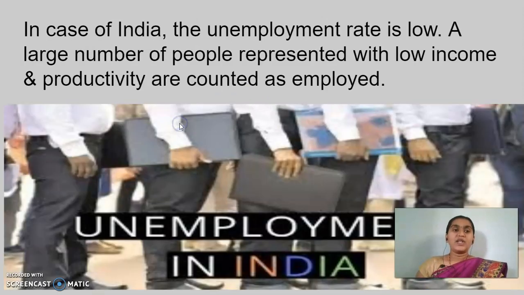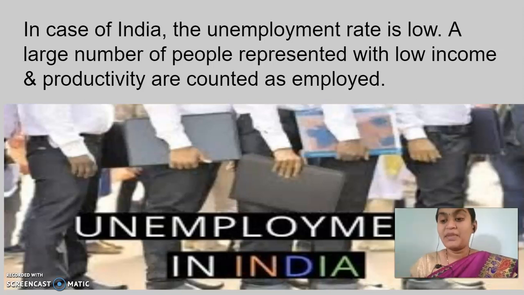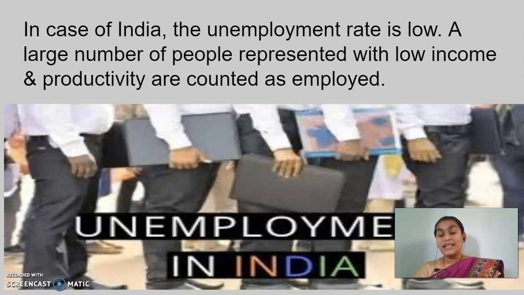Okay, and the next one we can see: in case of India, the unemployment rate is low. Do you people agree with that? Let's see. A large number of people represented with low income and productivity are counted as employed. So in our country, what happens, children? As we know, it's basically an agricultural country, and we have seen in the first chapter the story of village Palampur. What have we understood in that, children? Yes, the people were even ready to work for low wages. Okay, that's what they're telling here.